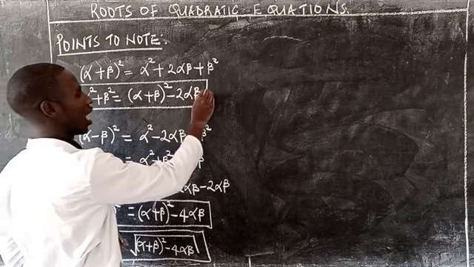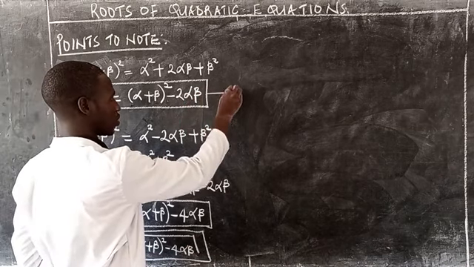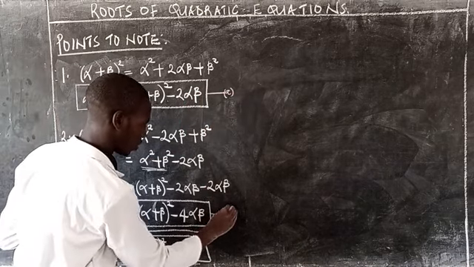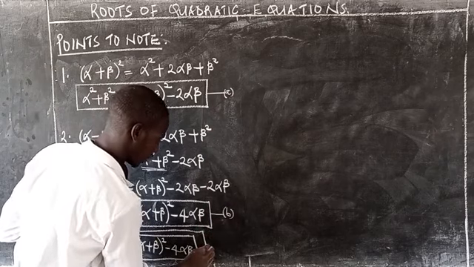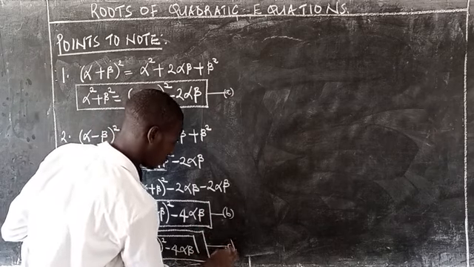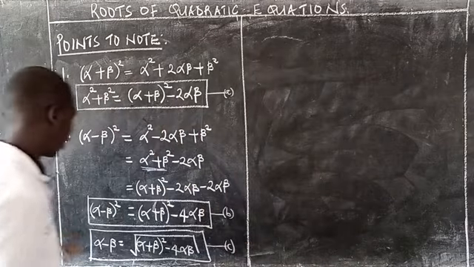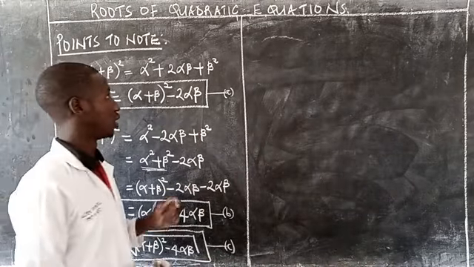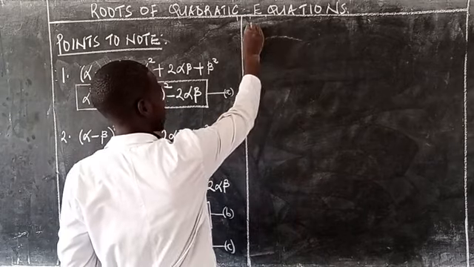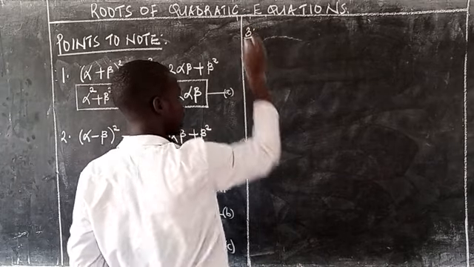Let's label this equation of ours. Let's label this one to be equation A, this one to be equation B, and this one to be equation C. Good. We are not stopping there. We still have other important things to note, and that is note number 3.